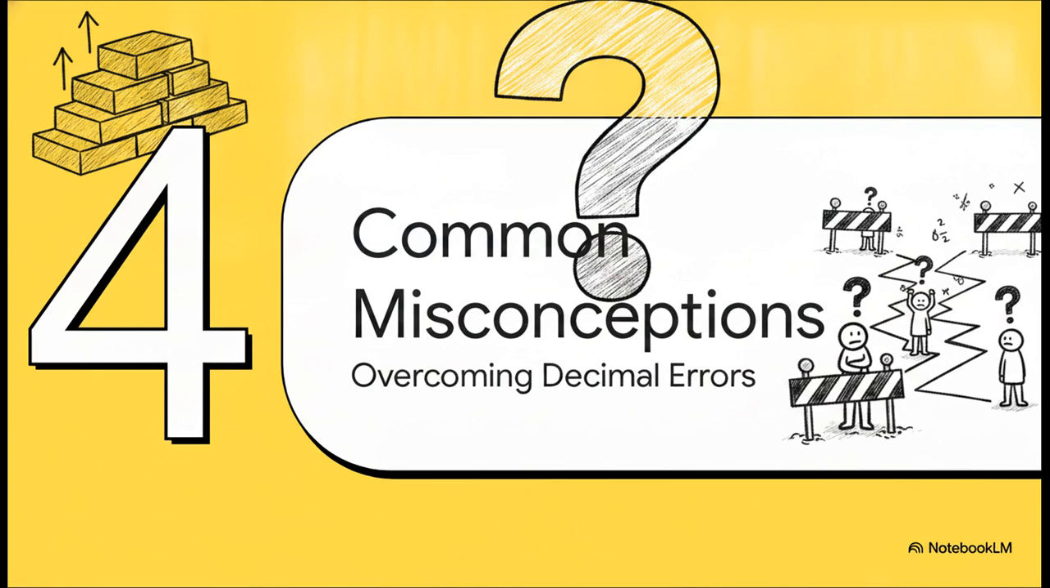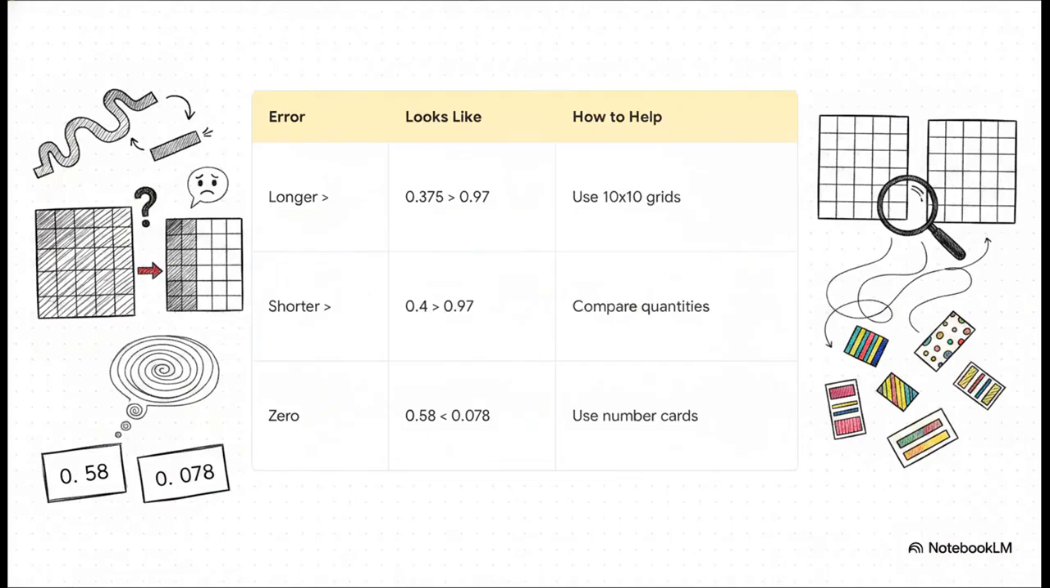Section 4. Overcoming common decimal misconceptions. Now, as students start exploring decimals, their past success with whole numbers is actually going to betray them. They face some very predictable roadblocks. Kids learn early on that a 3-digit whole number is always bigger than a 2-digit one, right? So they wrongly assume that 0.375 is greater than 0.97 because, in their minds, longer is larger.